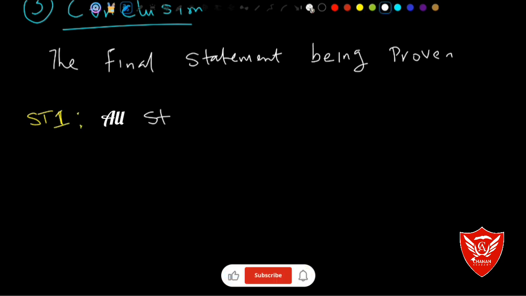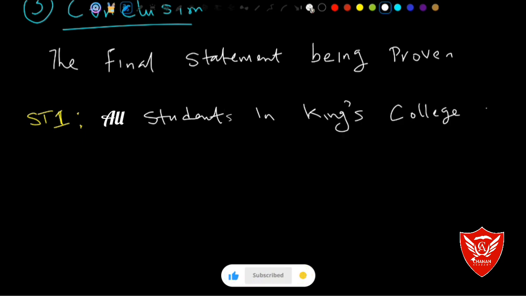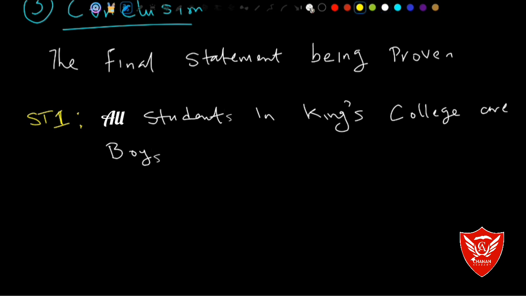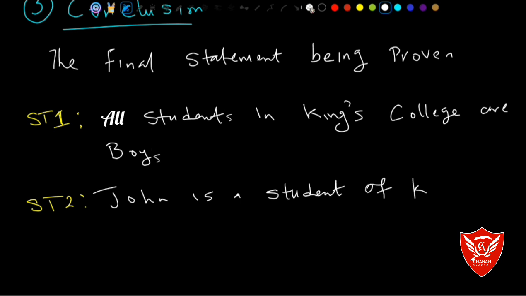All students in King's College are boys. Now let's say this is a statement and this statement is true. So this is the first statement. Now if we then give the second statement and we say John is a student of King's College.